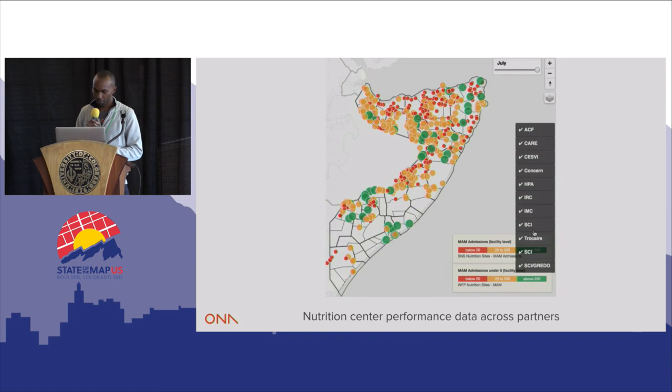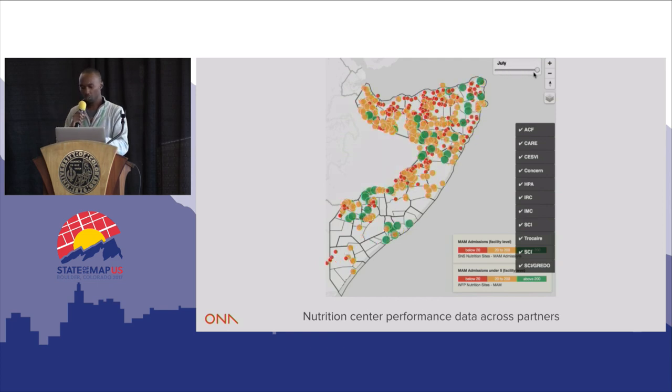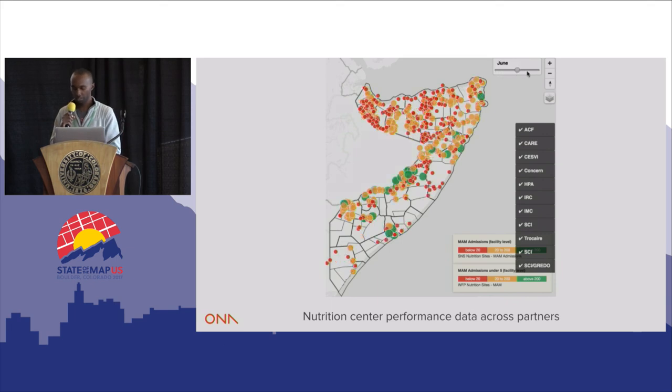So this is another map that shows nutrition center performance. So this gives a story of which nutrition sites are performing well, which ones are not, based on admissions. So another feature that we added to the platform is you can do filtering to look at the specific partners that are running these facilities, and this really gives you the granular information that you need to view data for all these facilities.